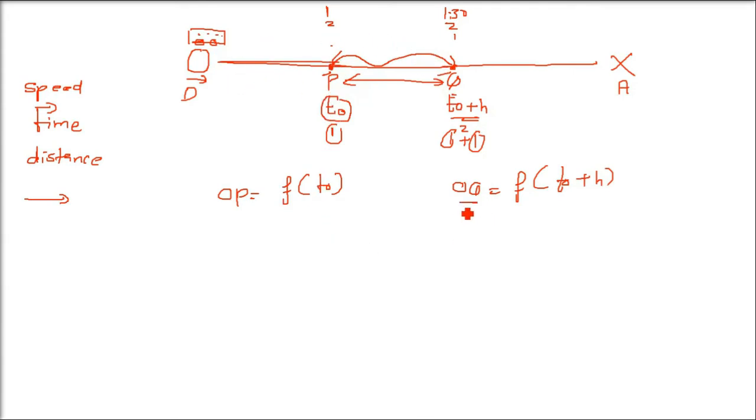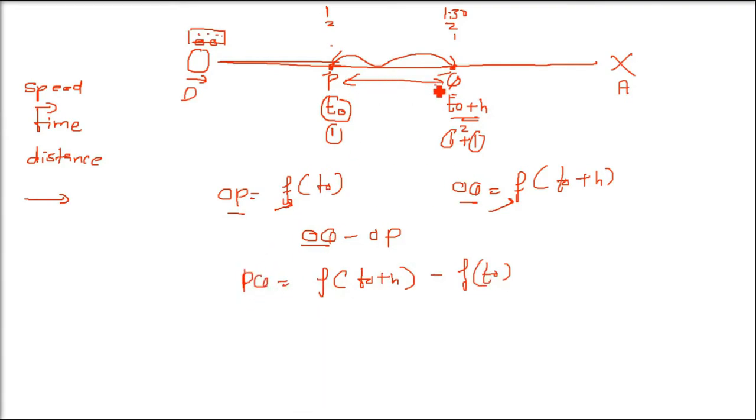Now, so you have OP and OQ. Now I ask you, what is the PQ distance? You can easily tell. OQ minus OP, as I already told you, it is H distance. You know that it is going to be H. So what is the distance? f(T0 plus H) minus f(T0). So PQ is the distance, right? Distance. Okay, speed equals distance by time. I just told you that distance is a function of time. So PQ is f(T0 plus H) minus f(T0).